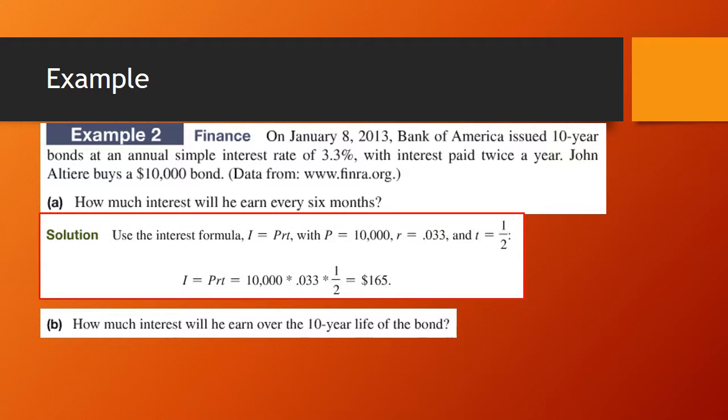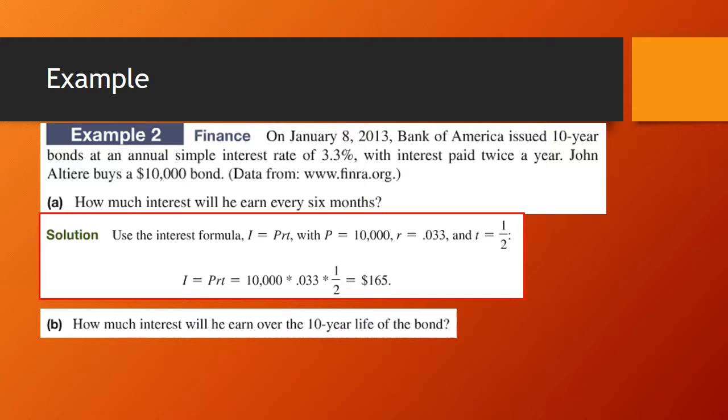Okay, just put the numbers into your simple interest formula. Principal is $10,000, the rate is 0.033, and the time is 1/2 because it's every 6 months or half a year. Multiplying these numbers together, we find that he is going to receive $165 every 6 months.